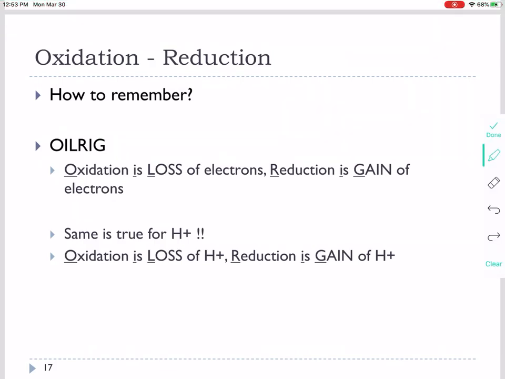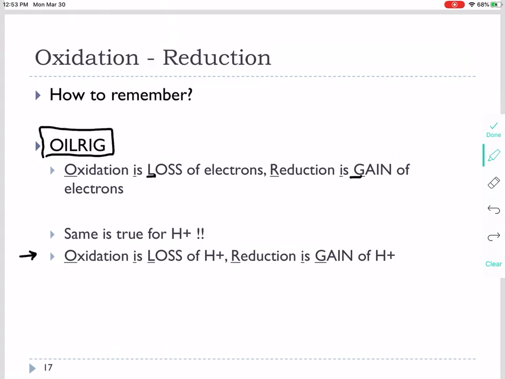So what's a way to remember oxidation and reduction? Maybe you've heard of this before from your microbiology teacher. It's actually quite a good way to remember it. Oil rig. Oxidation is loss. Reduction is gain. And we're talking about loss of electrons or hydrogen.